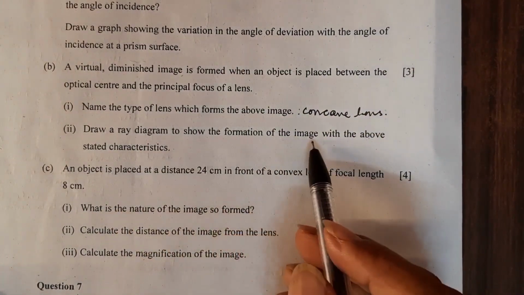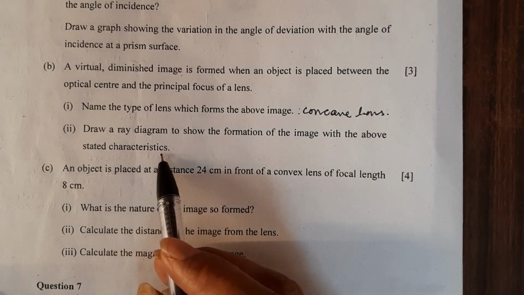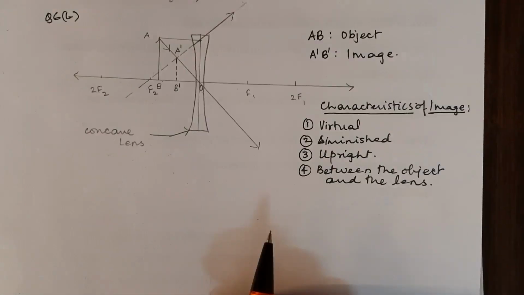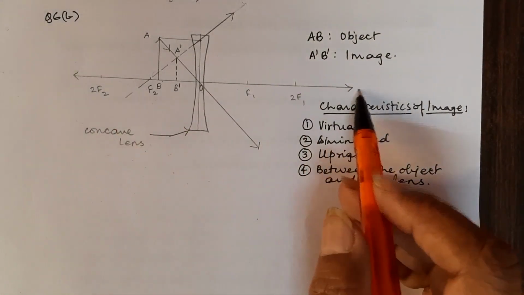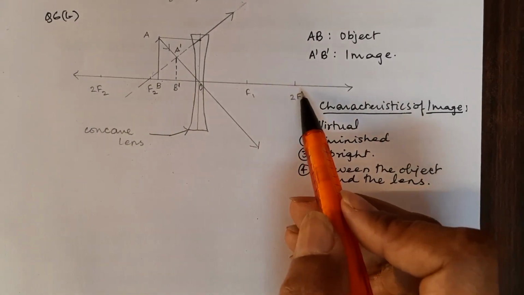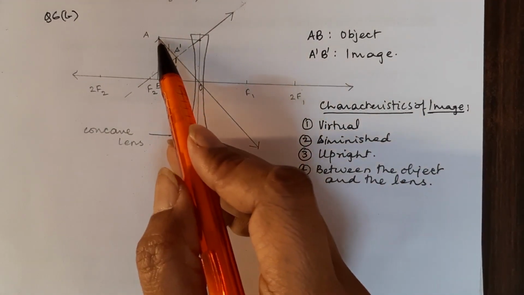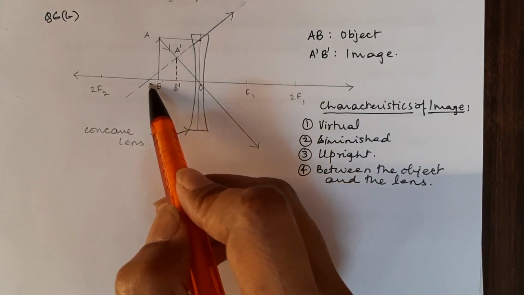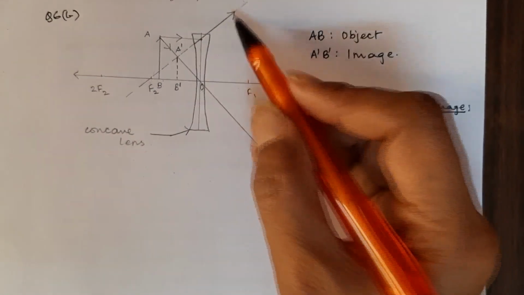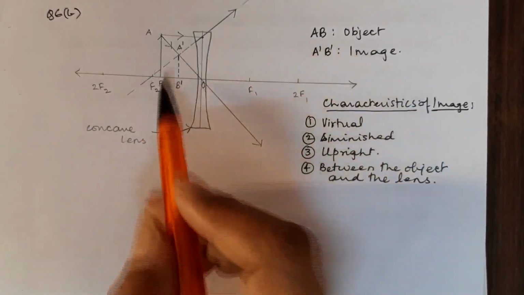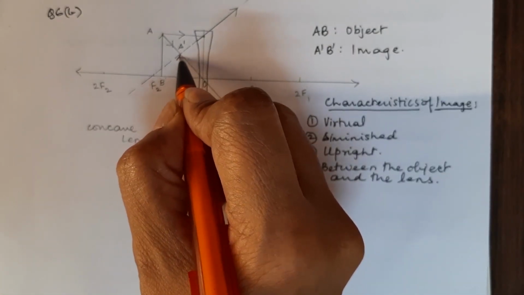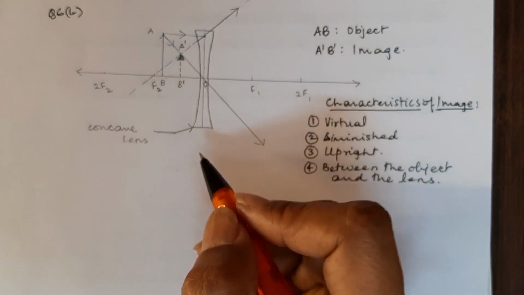Draw a ray diagram to show the formation of the image with the above stated characteristics. So the object is placed between optical center and the principal focus. So here we have the diagram. This is our principal axis. This is our concave lens. We have marked F2 and F1, 2F2, 2F1, and according to the question, we have shown an object between O and F. The first ray goes parallel to the principal axis and it diverges, appears to be coming from F2. Second ray goes through the optical center where the two appear to be meeting. That is where we have the image formed.